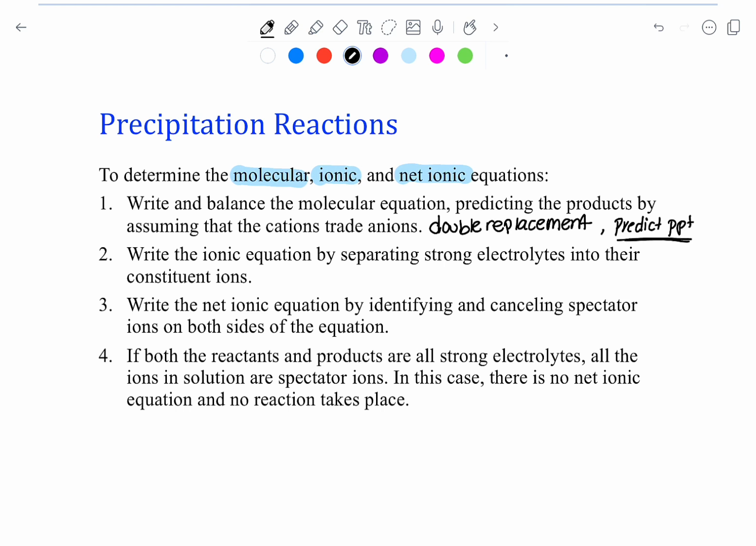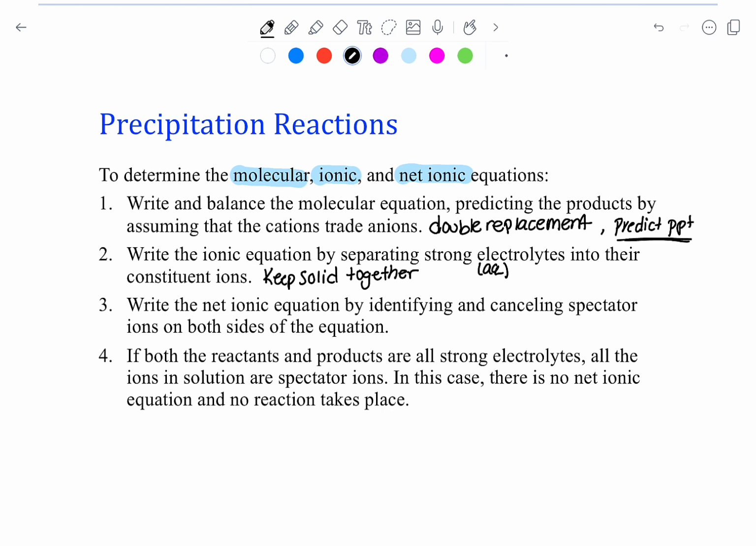If we're talking about precipitation reactions, we better see if a precipitate forms. We then want to write out the ionic equation by separating your strong electrolytes, so that's anything with an AQ, into their constituent ions. So separate anything with an AQ into its individual ions. And here we're going to keep our solid together. So if we formed a precipitate, it gets a solid notation because it is now a solid in solution. So we keep that solid together. It's no longer its individual ions.